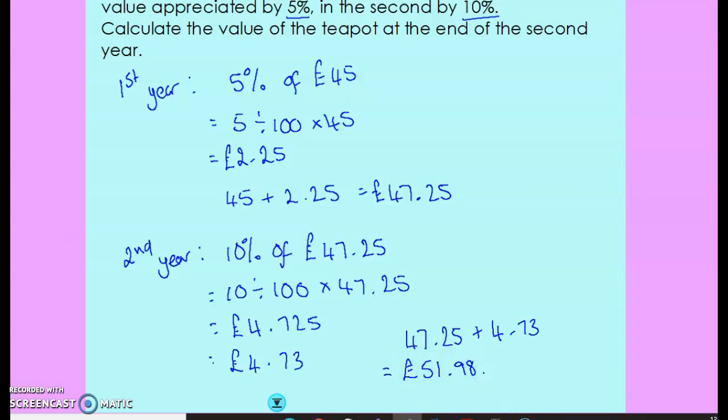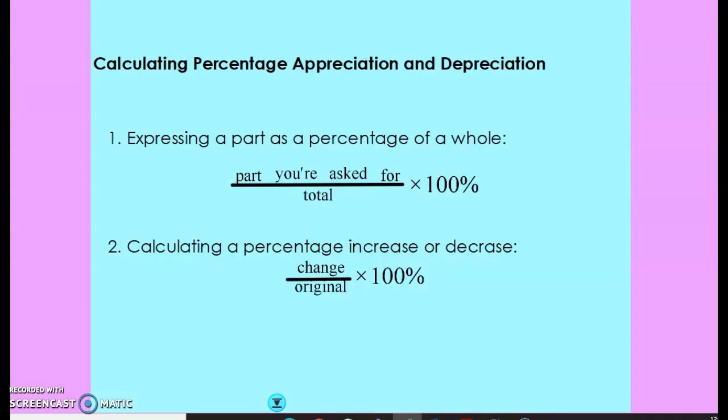Okay, last wee bit of percentages then is how we work out what percentage it is. So if we want to work out the percentage of a whole, we always do the part that we've been asked for divided by the total. We times it by 100. If we're asked for a percentage increase or decrease, we do whatever that actual increase or decrease is, divide it by the original and times it by 100.